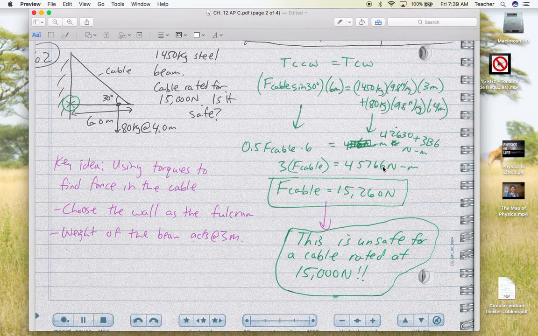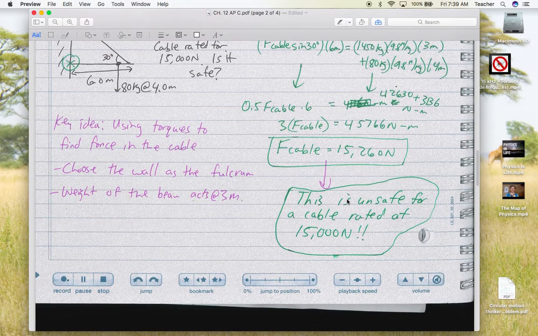The cable has to exert an equal amount of torque counterclockwise, but it's not pulling vertically. It's pulling up to the left. So only the vertical component of that, acting at that 6 meter location, would provide the amount of torque equal to this. So thinking about that, this F cable times sine 30 becomes 0.5. That's 6 meters. Again, I was sloppy about labeling that. So I ended up getting that the force in the cable is 15,260 newtons.